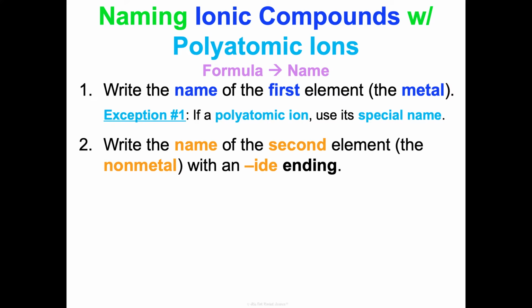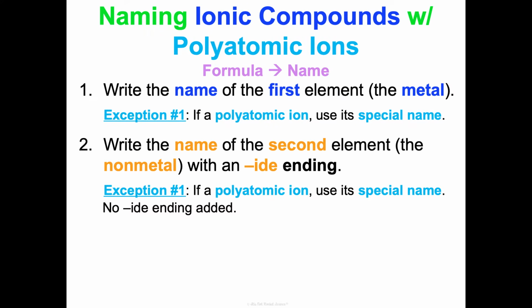And then, same thing with the second. Instead of doing the second element with an IDE ending, if the second element is a polyatomic ion instead, you just use its special name that you saw on the chart. Sulfate, chlorate, carbonate. You don't add an IDE ending. You don't change it. You just use the name as you see it. Okay? So examples, let's name these.